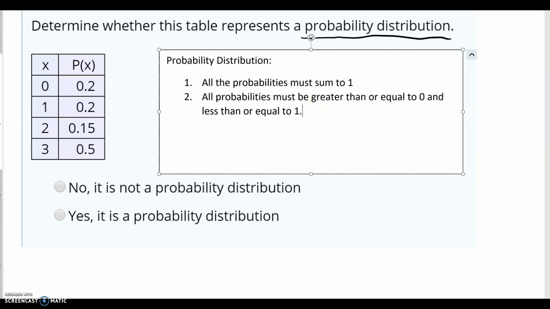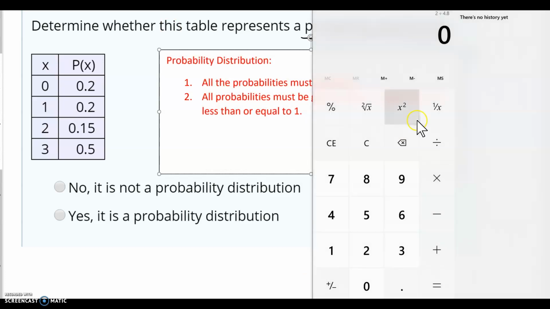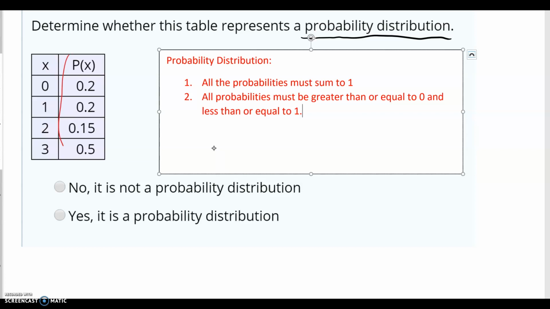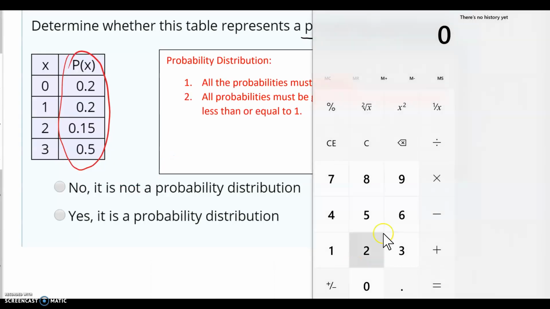Alright, so let's see if this one works. I'm going to highlight this and put it in red font. Then let's use the calculator. On the calculator, I want to add up everything in this column, the only column I'm worried about right now, to see if they add up to 1. If they add up to anything but 1, then we're in trouble.